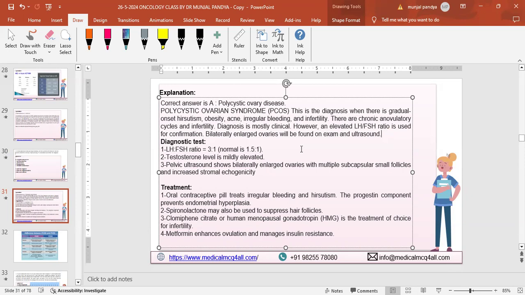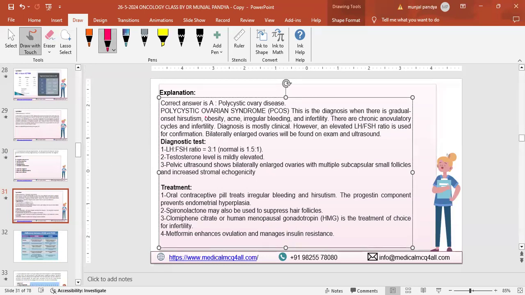Pelvic ultrasound shows bilaterally enlarged ovaries with multiple subcapsular small follicles and increased stromal echogenicity, usually more than 10 cysts. And what's the treatment? Three things I told you: diagnosis, investigation, treatment. So here in one scenario I included all, because in the exam they may ask you the treatment. Now I'm asking you the diagnosis, but they will not go as per me. I'm not deciding the DHA paper, so I'm preparing you for all.